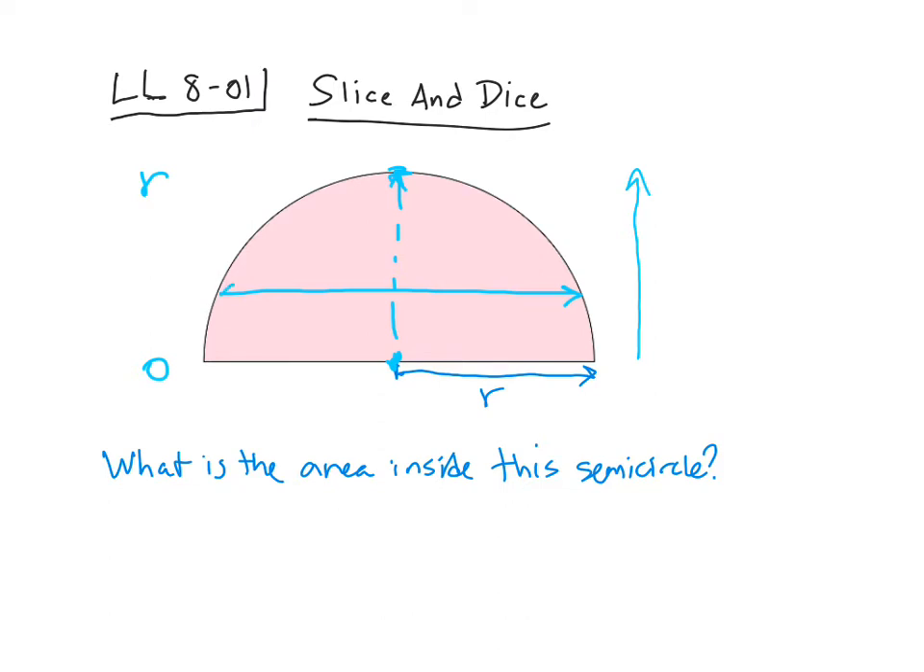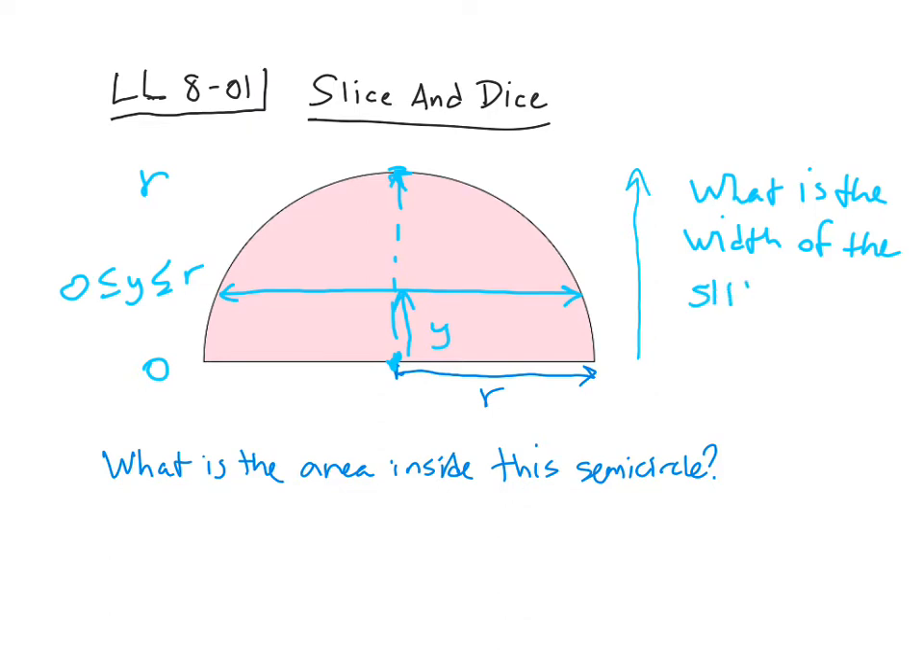if I'm at a certain height, which I'll call y, actually let me change that a bit. If I'm at a height of y from the bottom, y between 0 and r, then what is the width of the slice at height y? That's the big question here.